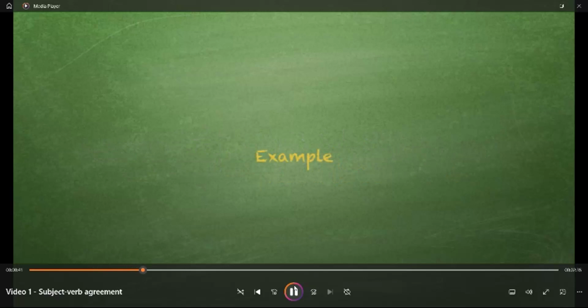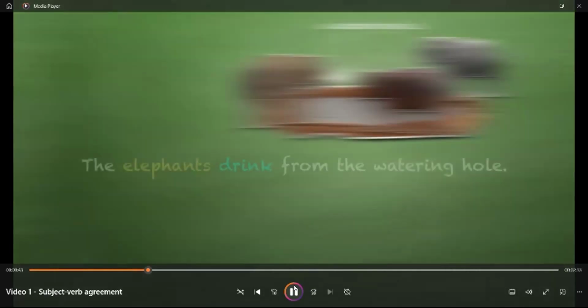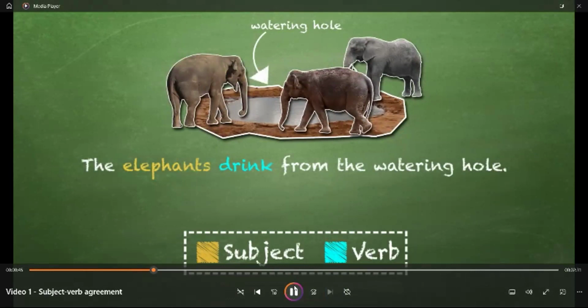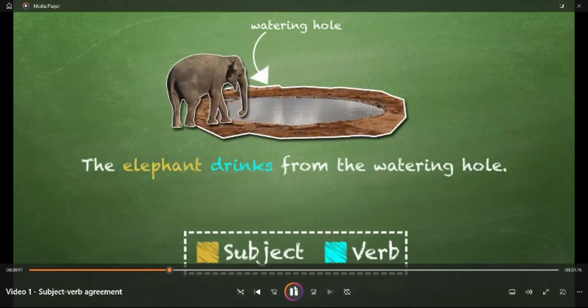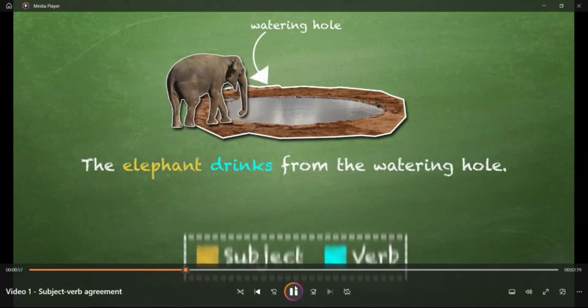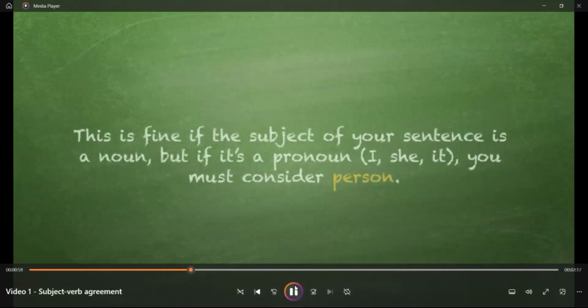Example: The elephants drink from the watering hole. Plural subject and plural verb. The elephant drinks from the watering hole. Singular subject and singular verb. This is fine if the subject of your sentence is a noun, but if it's a pronoun, I, she, it, you must consider person.